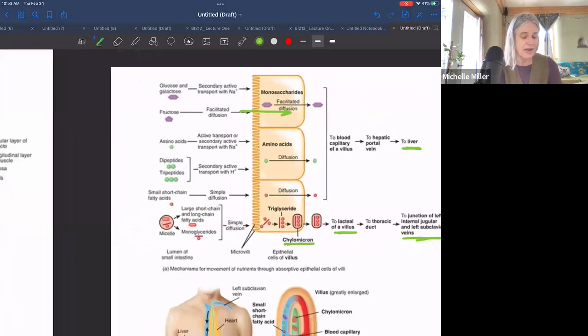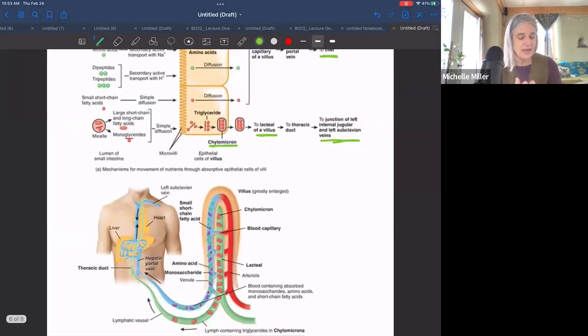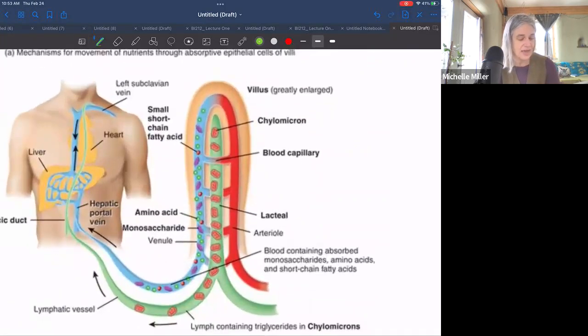So this is a diagram that shows that absorption. This is a cool diagram because it shows how the hepatic portal, which means liver, goes up to the liver, where the blood and the nutrients are filtered, and then back to the heart, where it is pumped out to the body, whereas the lymphatic system transporting the lipids goes up here and gets put back into circulation up near the neck region.